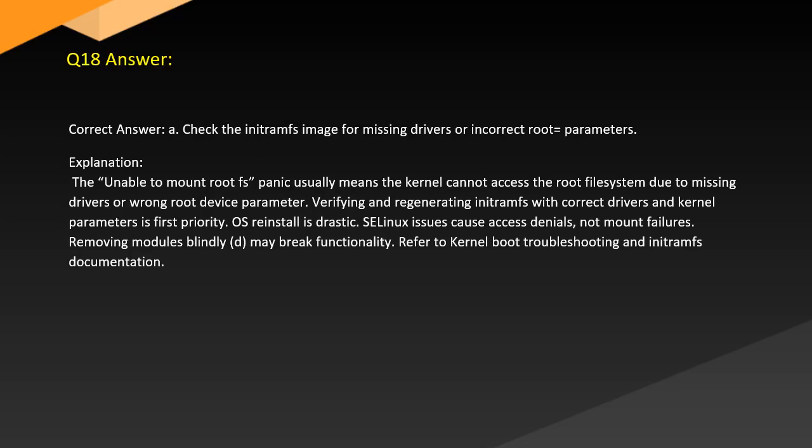Answer. Correct answer: A. Check the initramfs image for missing drivers or incorrect root= parameters. Explanation. The unable to mount root fs panic usually means the kernel cannot access the root file system due to missing drivers or a wrong root device parameter. Verifying and regenerating initramfs with correct drivers and kernel parameters is the first priority. OS reinstall is drastic. SELinux issues cause access denials, not mount failures. Removing modules blindly, D, may break functionality. Refer to kernel boot troubleshooting in initramfs documentation.